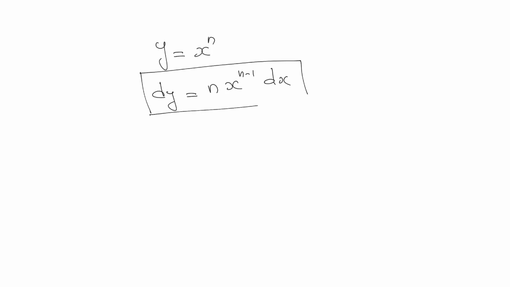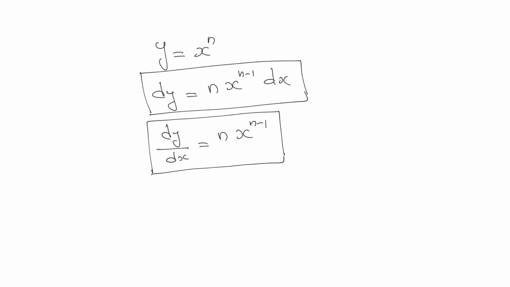For a function represented as y is equal to x raised to n, the differentiation of y is equal to n into x raised to n minus 1 into dx. By using this formula, we can directly find the differentiation of y for any type of algebraic function. Or if you'd like to find the value of dy by dx, we can write that it is n into x raised to n minus 1. This is the way we find the differentiation of y with respect to x. So just remember this equation.